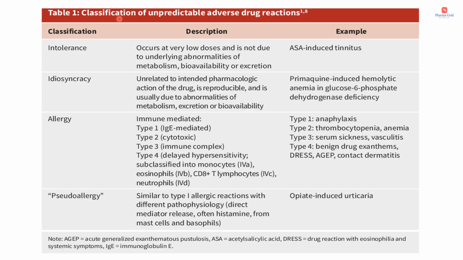So in this table, you can see the classification of unpredictable adverse drug reactions, which can be classified as intolerance, idiosyncrasy, allergy and pseudo-allergy. So intolerance means it occurs at very low doses and is not due to underlying abnormalities of metabolism, bioavailability or excretion. An example is acetylsalicylic acid or aspirin-induced tinnitus. Then idiosyncrasy means it is unrelated to the intended pharmacological action of the drug, is reproducible and is usually due to abnormalities of metabolism, excretion, or bioavailability. An example is primaquine-induced hemolytic anemia in G6PD deficiency.